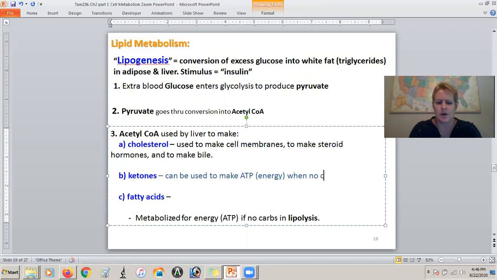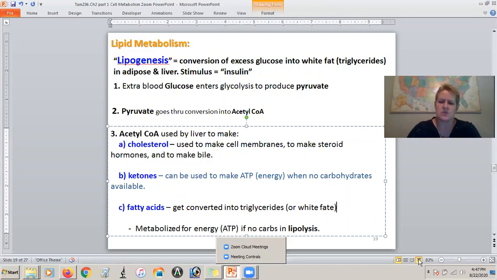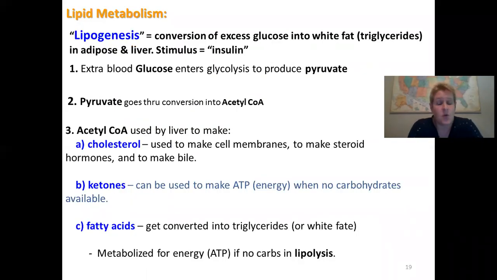When no carbohydrates are available, we'll talk about ketones, ketosis, and all that stuff. Now, fatty acids get converted into triglycerides or white fat. That is what we store in our fat stores under our skin. That's for long-term energy storage, okay? So basically cholesterol, ketones, and fatty acids are all lipids, okay? They're very different from each other, but they do act as lipids.